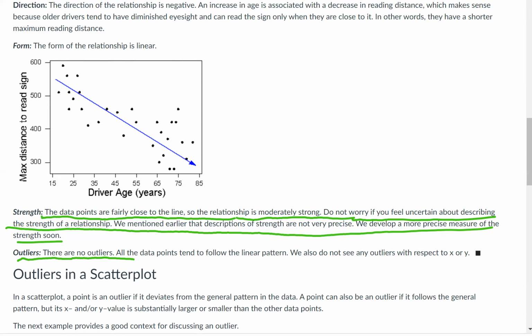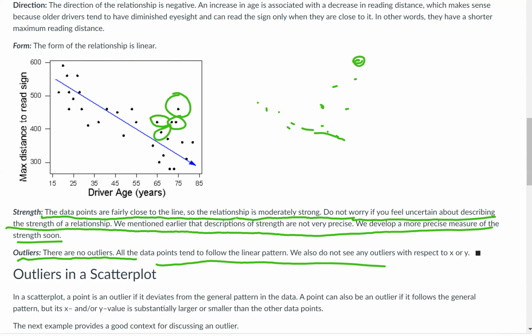Outliers: there are not really any outliers. All the data points tend to follow the linear pattern. Although this one here looks kind of far away, he has a couple of friends that are not too far away from him, and it's not like a bunch of them are all close together and one way off by himself. There are a few, almost like a trail leading to that one that's far away. So it's maybe not an outlier.